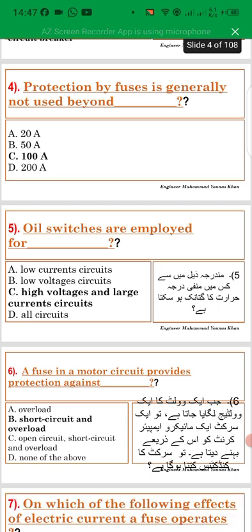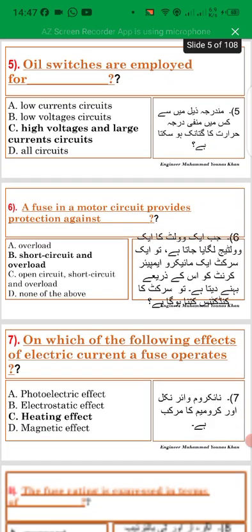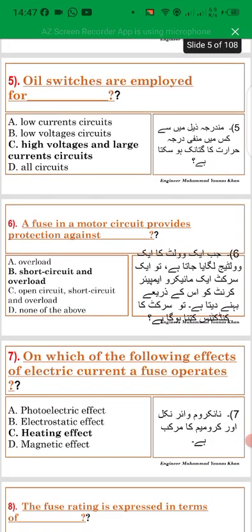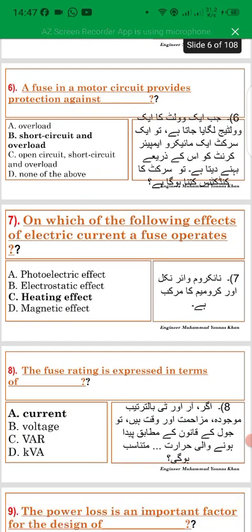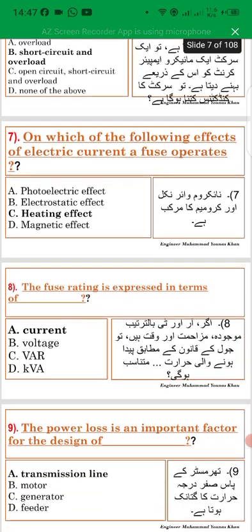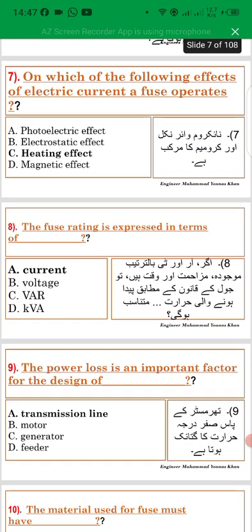Protection by fuse is generally not used beyond 50 ampere. Oil switches are employed for high voltage and large current circuits. A fuse in a motor circuit provides protection against short circuit and overload. On which of the following effects of electric current a fuse operates?